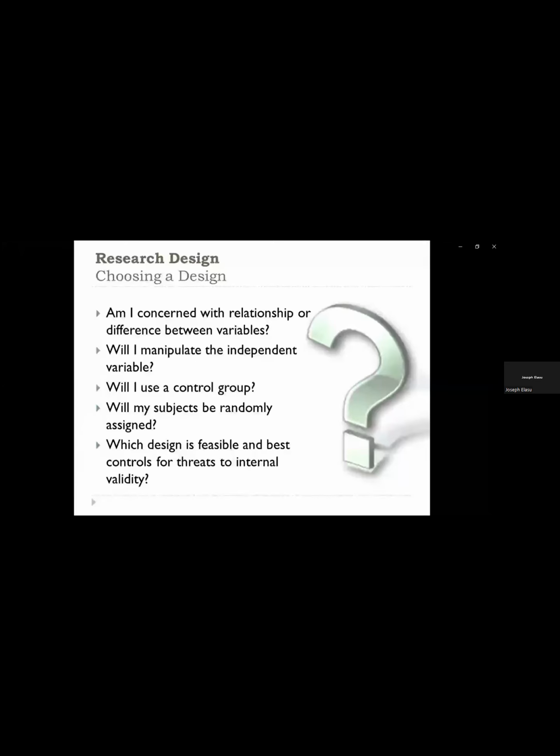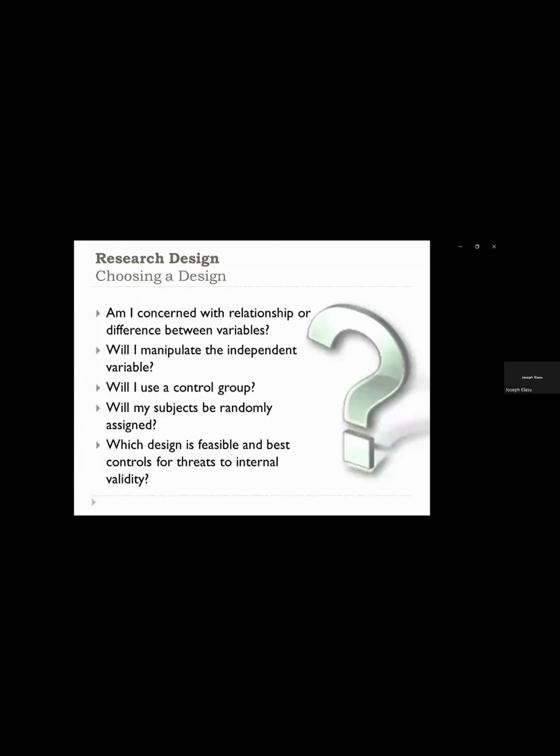Another way to justify it is most of the research in the area that you're doing has been quasi-experimental because it's too impossible and too difficult to do a true experimental in an educational setting. And so you justify by saying other similar research has used this design, and this design is thus warranted. So go through these questions and ask yourself, to help guide and identify what design you're doing.